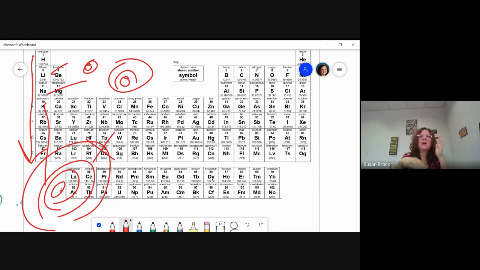So the trends are patterns in the periodic table that atoms have, and those are affected by Coulomb's law. Coulomb's law is the reason behind every trend in the periodic table. So the trend for atomic radius is increasing down a group. That's because there's more distance.